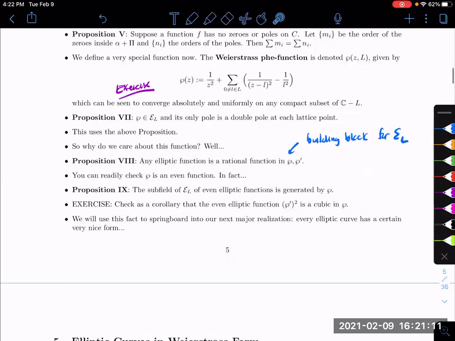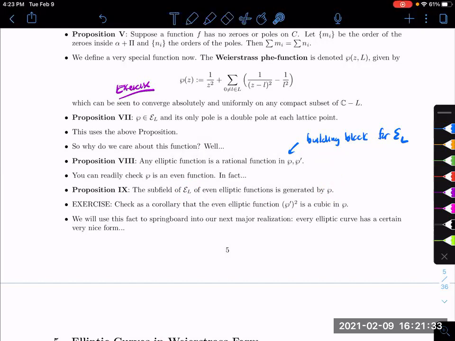And so if you actually take epsilon sub L and you look at the subfield of even elliptic functions, you know that forms a subfield, first of all. You can show that's generated by phi. So somehow every even elliptic function is sort of built with phi.